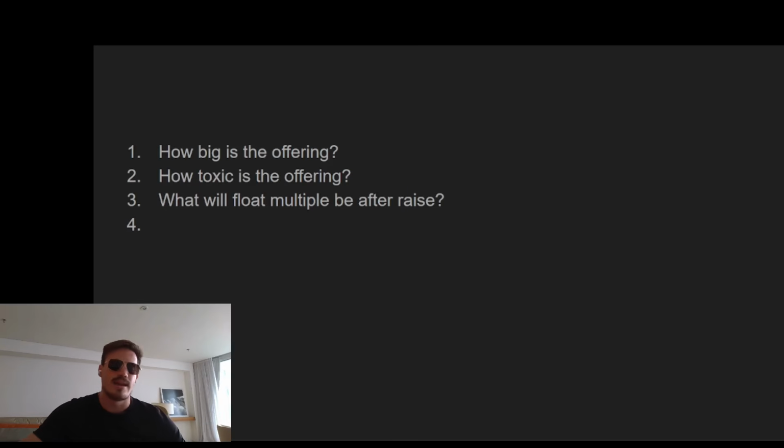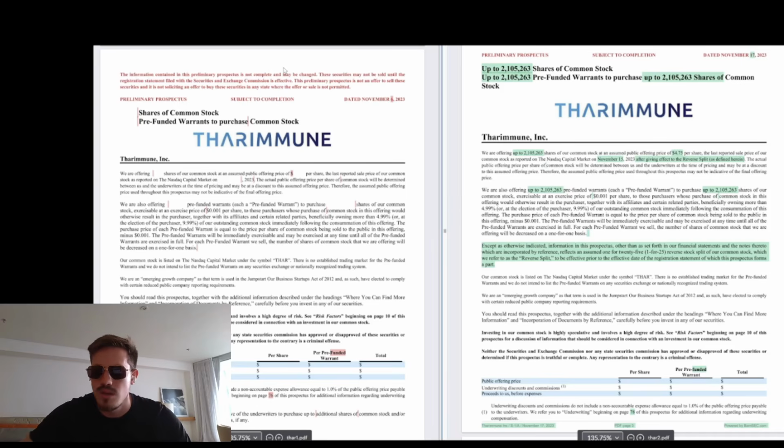Okay, now looking at the actual S1 trade. How big is the offering? Well, you can read the filings. You can calculate it. For example, you can see 2 million shares at $4.75. So it's a $9 million offering. See if they have warrants and whatnot.